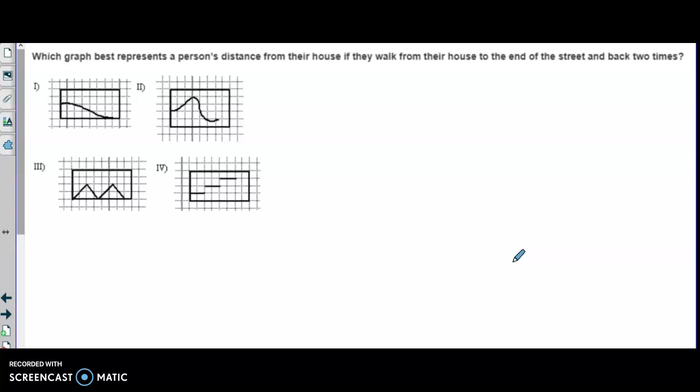Which graph represents a person's distance from their house if they walk from their house to the end of the street and back 2 times? Well, this to the end of the street and back 2 times is a pretty good giveaway.